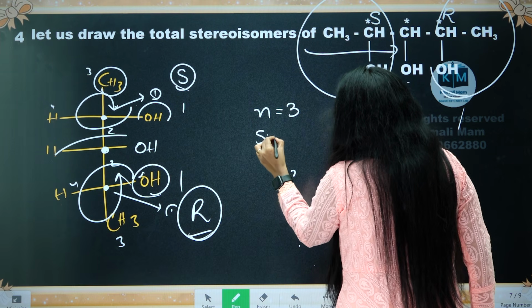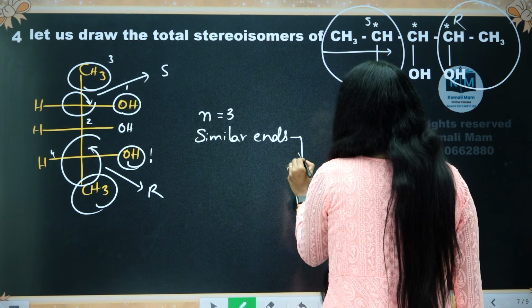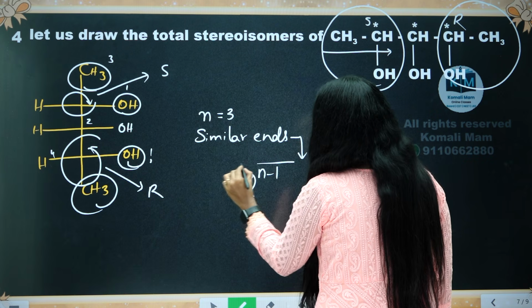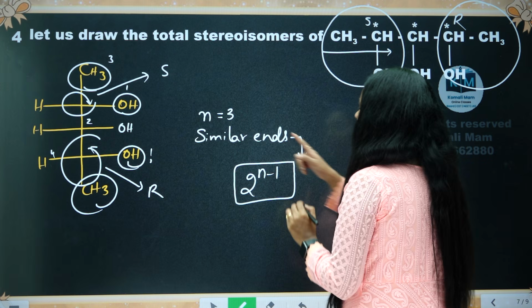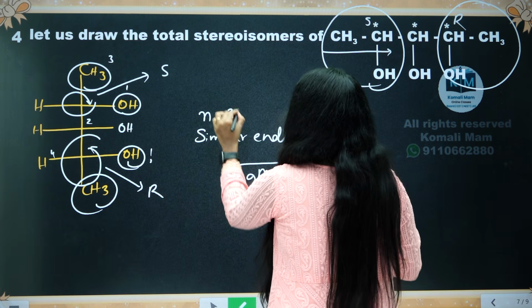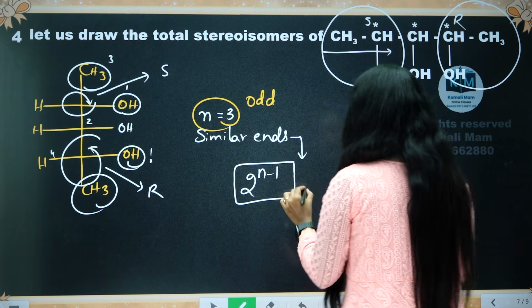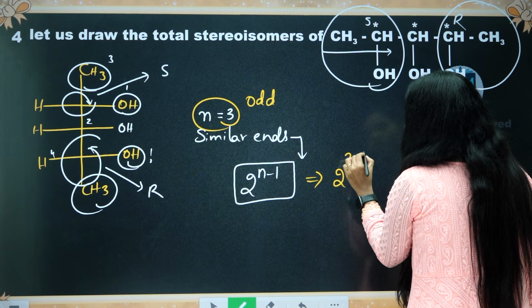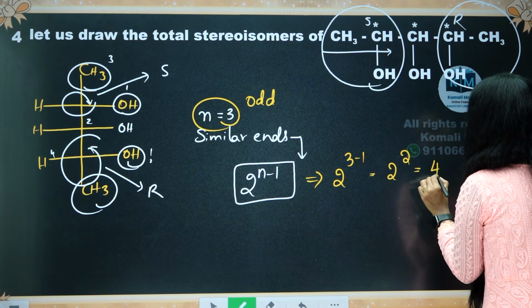Similar ends with n as 3, what is the formula, students, tell me? Then the formula is 2 to the power of n minus 1. That's it. What is the formula, my dear students? For dissimilar ends, n is an odd number, then our formula is 2 to the power of n minus 1. Then 2 to the power of 3 minus 1 is equal to 2 to the power of 2, which is equal to 4.